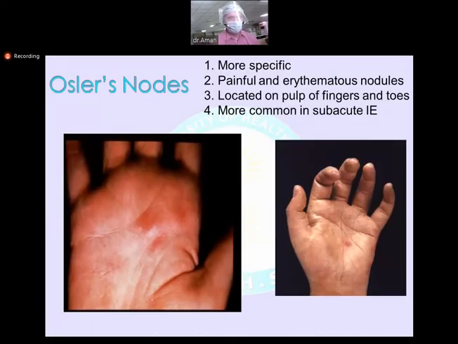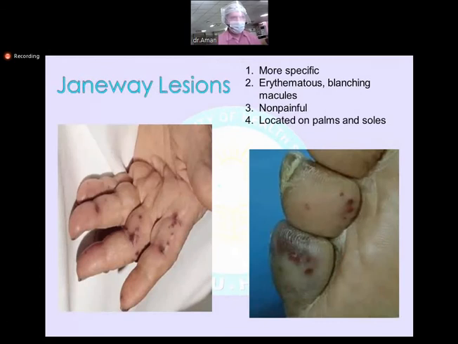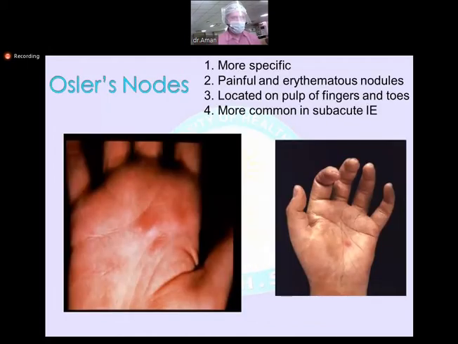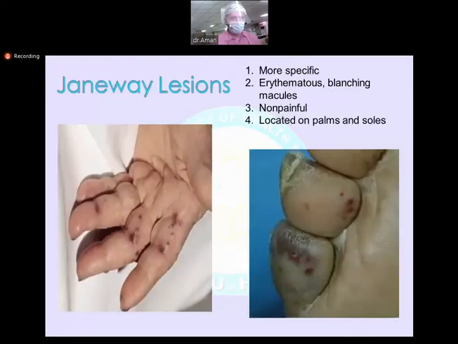These are the Osler nodes. Osler nodes are painful nodules, mostly present on the hands, painful and erythematous, located even on the pulp of the fingers. You have certain painful nodules, and if you palpate and the patient feels pain, these are Osler nodes. You have to check these in infective endocarditis. And these are the Janeway lesions, the painless ones. I showed the Osler nodes in the previous slide; those are painful, and the Janeway lesions are painless. This is the main difference. They are erythematous macules, painless, located on the palms and the inner surface of the fingers.